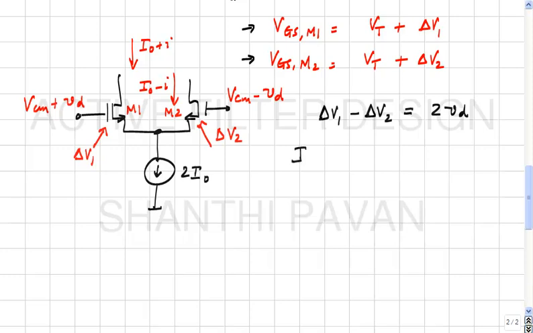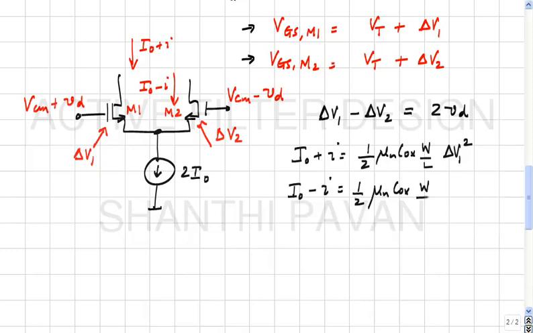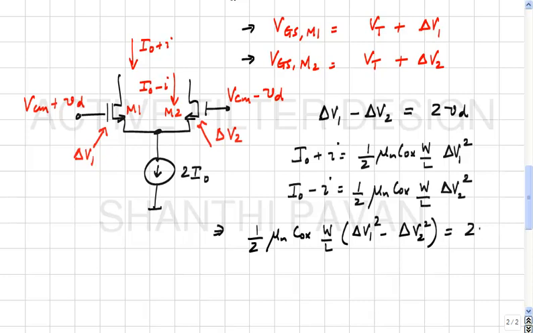Okay, anyway, so I naught plus I is 1/2 mu n C ox W by L times delta V1 square. I naught minus I is 1/2 mu n C ox W by L delta V2 square. Which means that half mu n C ox W by L times delta V1 square minus delta V2 square is 2I. Correct? So in other words, if we find delta V1 square minus delta V2 square, we are done.